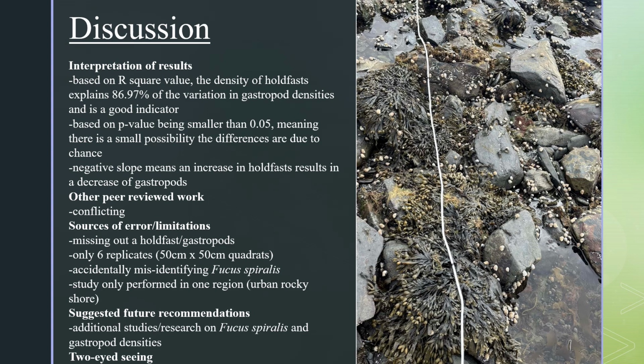For example, a study was conducted in Indonesia comparing the density of gastropods in seagrass meadows with an R-square value of 62%. However, another peer-reviewed journal I found said that abiotic factors such as temperature, exposure, and salinity influence the distribution patterns of gastropods on rocky shores, which is where I was.